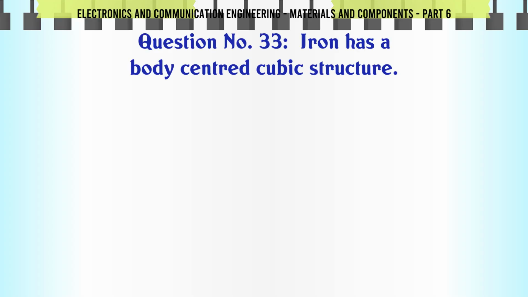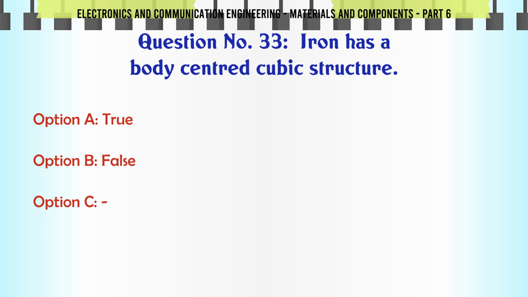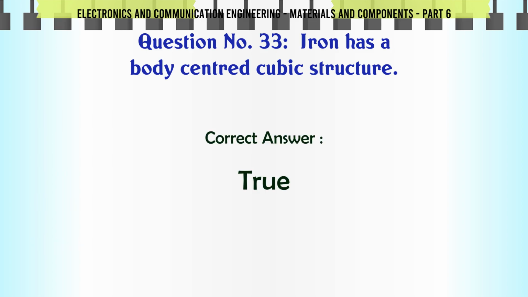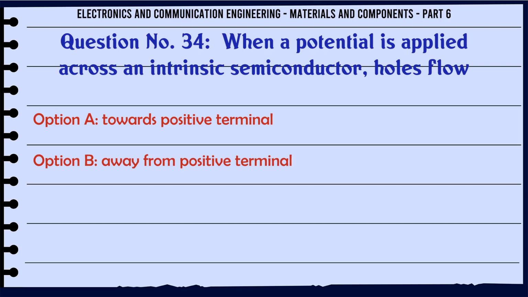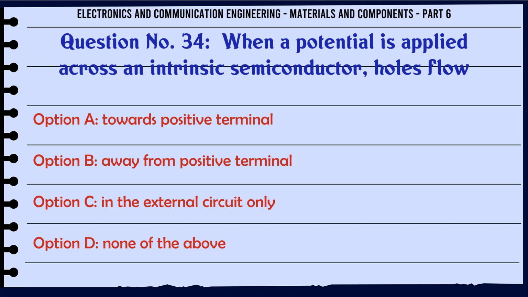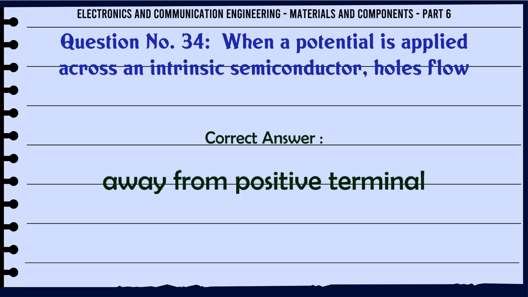Iron has a body-centered cubic structure. A true, B false. The correct answer is true. When a potential is applied across an intrinsic semiconductor, holes flow A towards positive terminal, B away from positive terminal, C in the external circuit only, D none of the above. The correct answer is away from positive terminal.